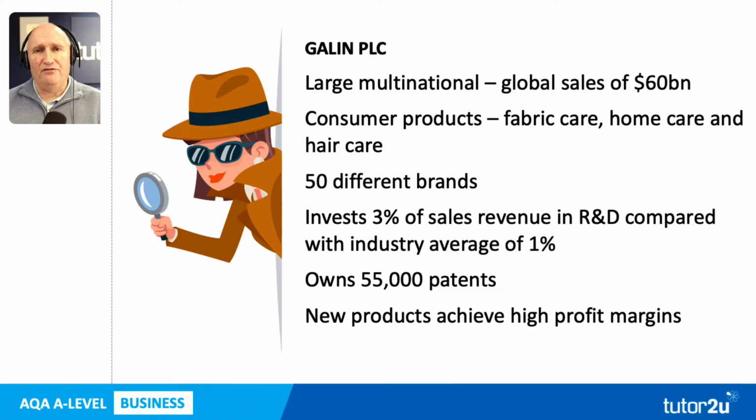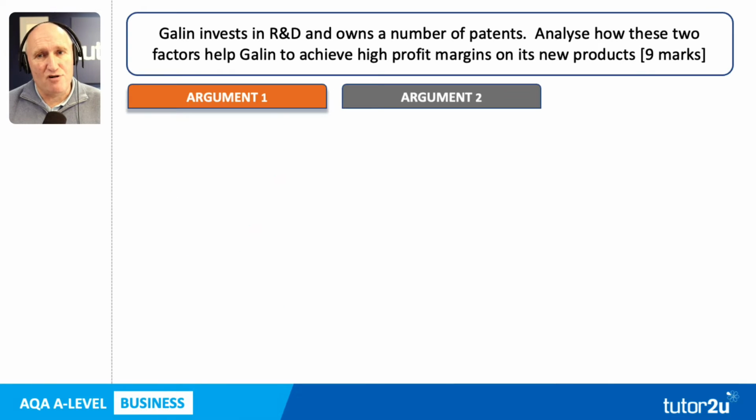And interestingly, we're told that it invests significantly more as a proportion of its sales in research and development. 3% for Galen compared with the industry average of 1%. We're told that it owns 55 patents and that it achieves high profit margins on new products as it launches them into the market. So how do we explain to the examiner how and why these two things, R&D and patents, might enable them to achieve high profit margins on new products? I've had a go at writing two examples, and what I've done is I've tried to pick each of the two elements and deal with them in turn rather than combining them into one big paragraph.